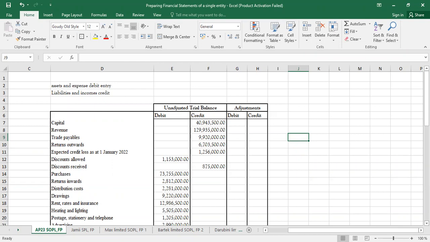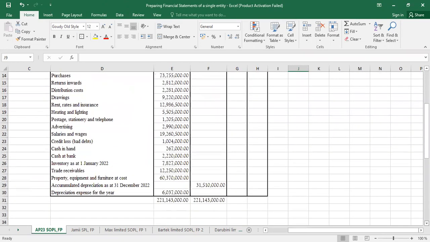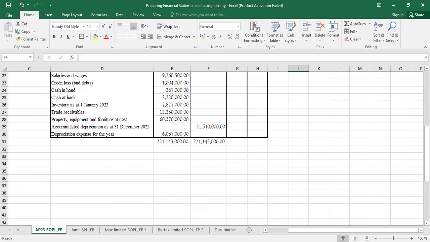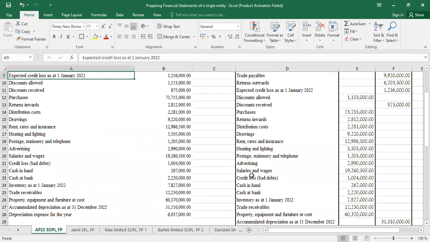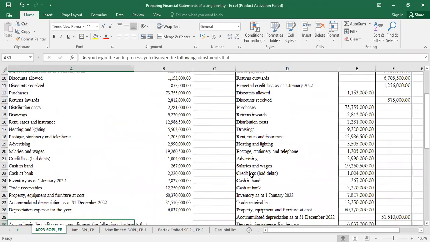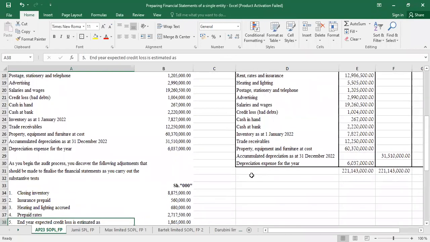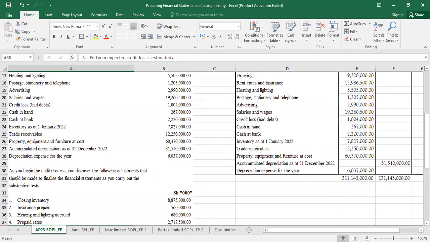So let's do the adjustments. Sorry, let me go to the data. You can see that as you begin your audit process, you discover the following adjustments that should be made to finalize the financial statement as you carry out substantive tests. Closing inventory is stated at 88.75. So remember here we are doing the adjustment.